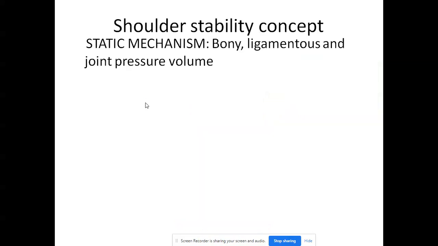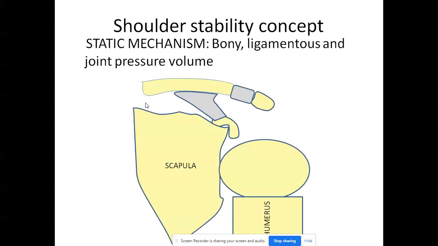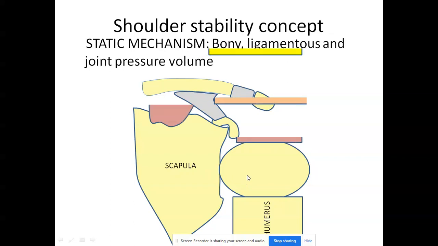Coming to shoulder stability. First, let's deal with the first mechanism, that is your static mechanism, bony. We already know that only a little part of the humerus is articulating with a little part of the scapula. That is, only a few percent of the entire head of the humerus is articulating with only a few percent of the glenoid fossa. So now we know that bony, in the static mechanism, has the least importance.